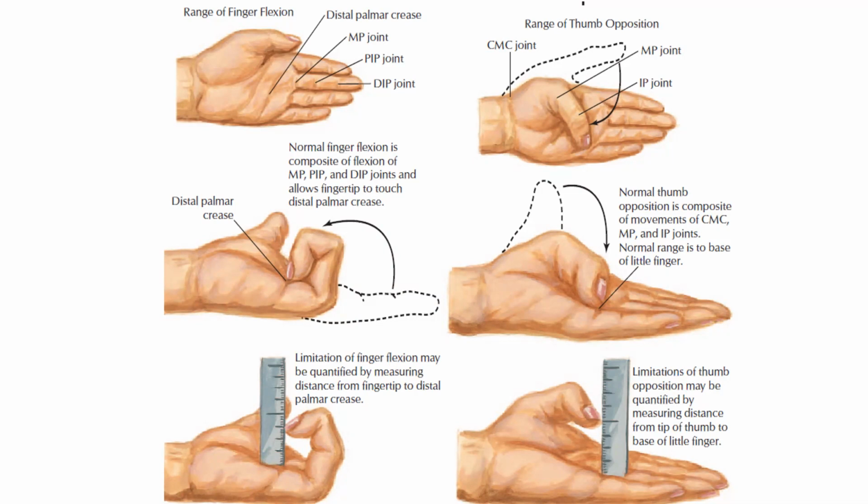You should see how the position of opposition is, you should see the amount of flexion, measure the tip of the finger to the palm, and you judge and tell how much limitation is present.